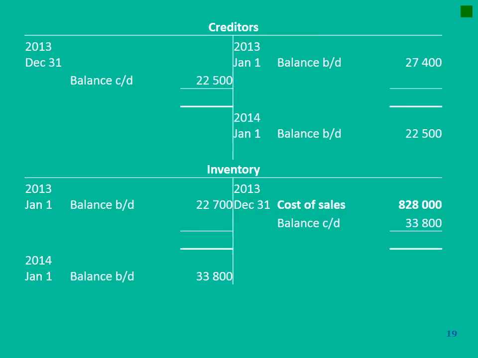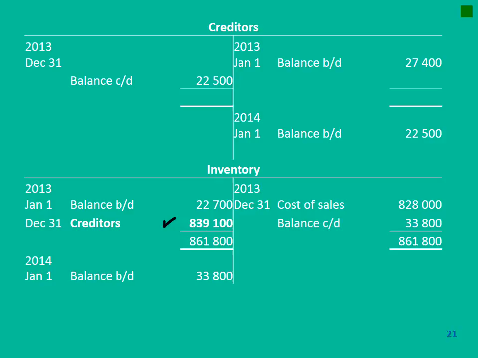So the first thing we can put in is we know the cost of sales amount. That cost of sales amount was given to us. So the entry for that is credit inventory because you don't have it anymore. You've sold it and you debit the expense cost of sales with 828,000. You then add up cost of sales and the closing balance. You get 861,800. That means we paid the creditors 839,100.